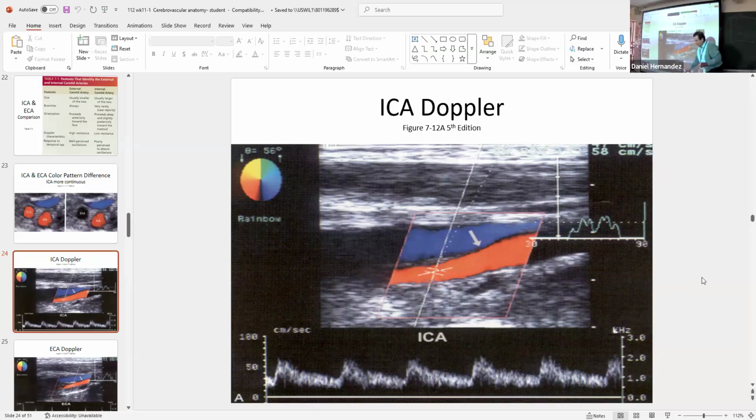And then you compare those two velocities, and you should have a very low resistive index, something like 0.5, 0.6, 0.7 at the high range, but it should be in that 0.5 to 0.6 range.